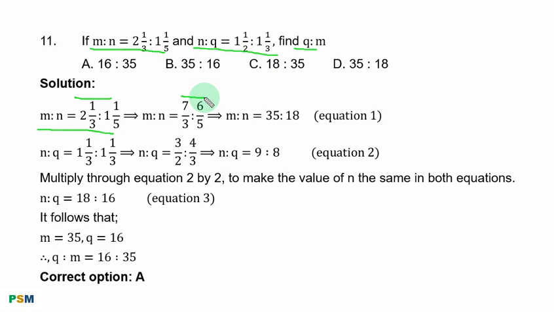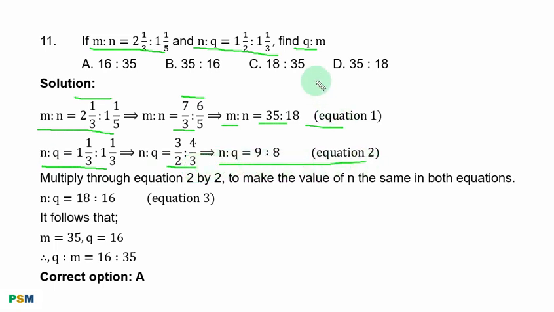Secondly, let's clear the fractions by simply cross multiplying, and you have m ratio n to be equal to 35 ratio 18, equation 1. From the second part, convert the mixed fractions to improper fractions, cross multiply to clear fractions. You have this as equation 2.